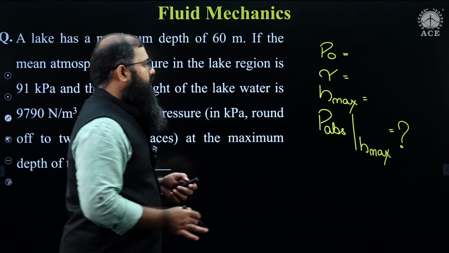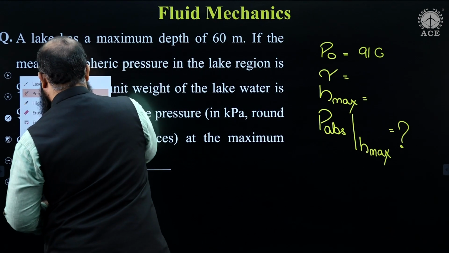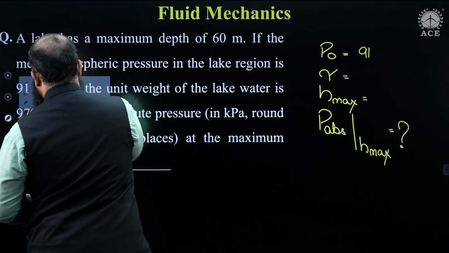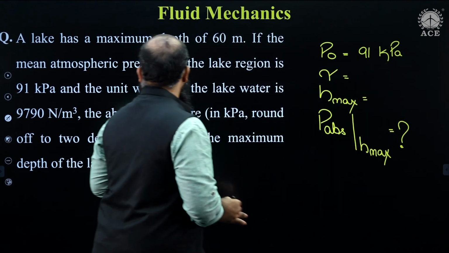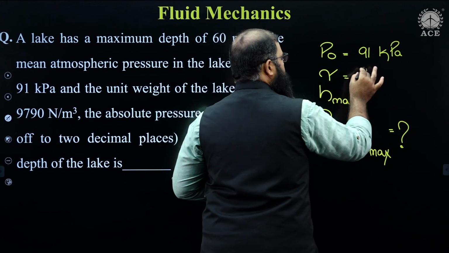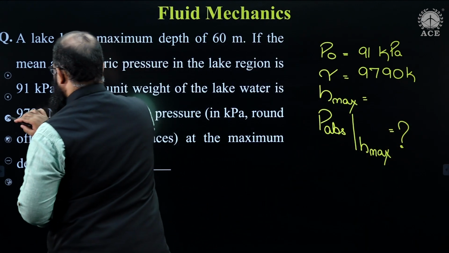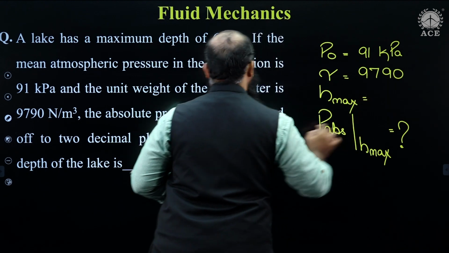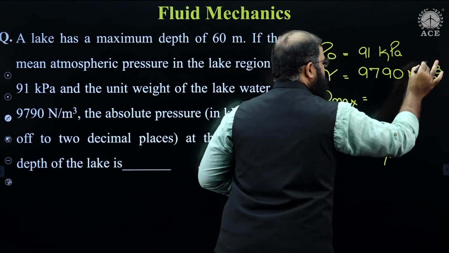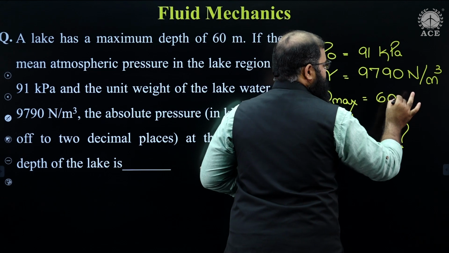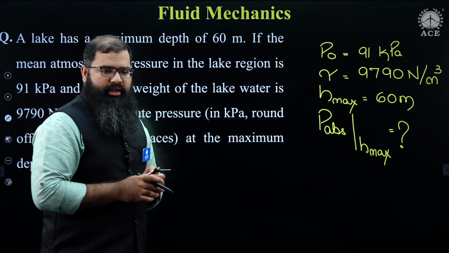Now if you see, the value of P0 is given as 91 kilopascal. The value of gamma has been given as 9790 Newton, not kilonewton, rather Newton per meter cube. Maximum depth happens to be 60 meters. Very simple question. Again, a direct formula based question. Let us see how to solve this.